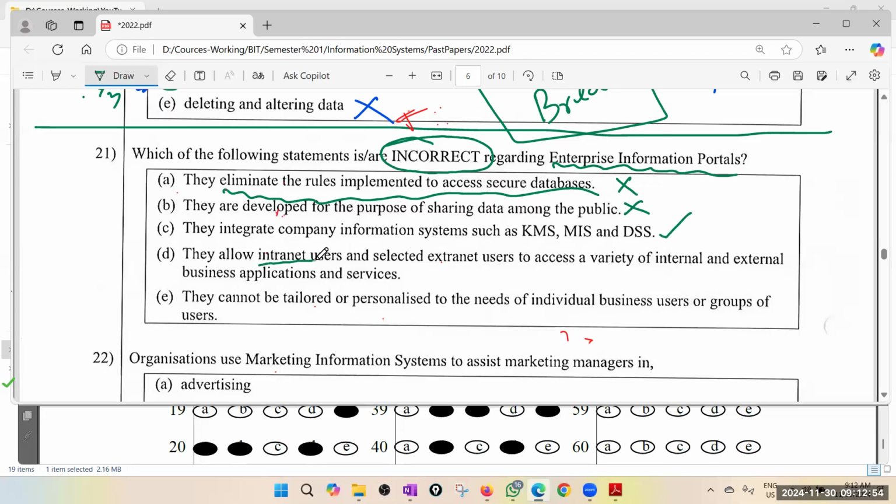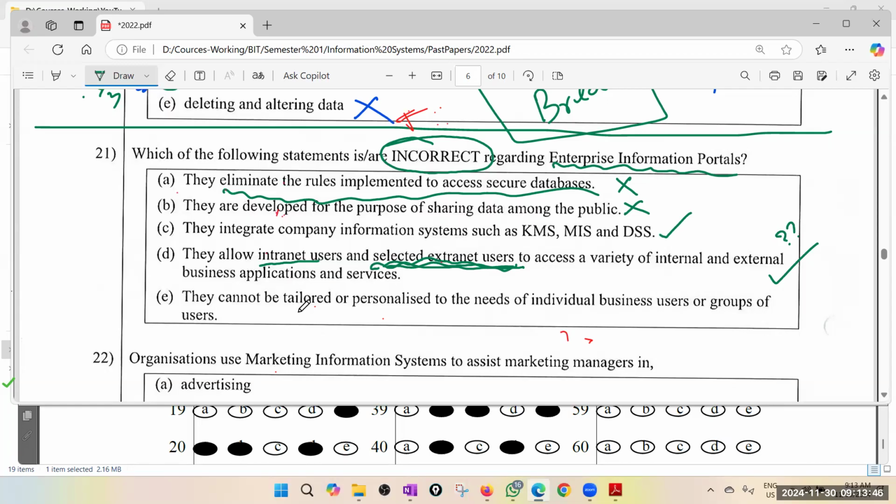They allow intranet users and selected extranet users to access a variety of internal and external business applications and services. So this is here and there. In general, an enterprise information portal is for internal people, definitely not for the general public. But in some cases, some part can be exposed to external parties, the trusted parties, like your collaborators and so on. So it's again debatable, but I will say maybe yes. Okay, because it says selected, right? Selected part. So therefore I'll say yes. Anyway, it can be debatable, but because it says selected, I'll say yes.